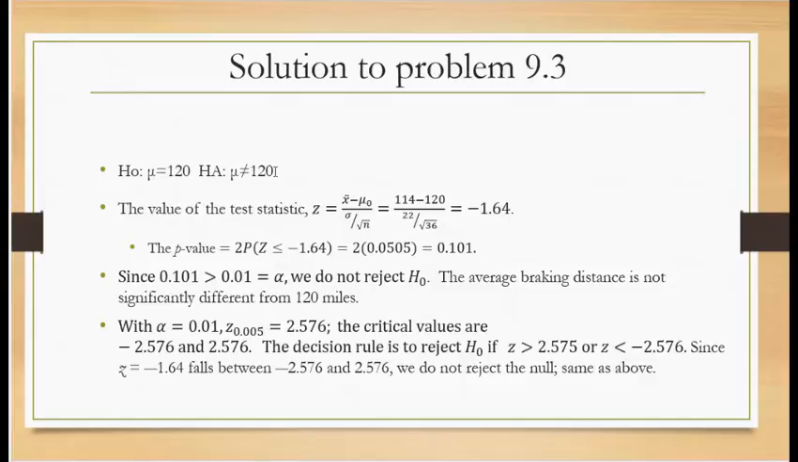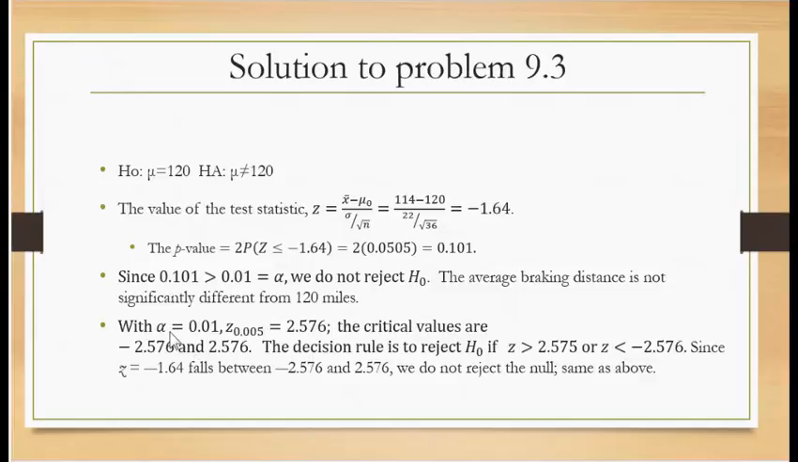So we look up our negative 1.64 on our z table, and of course that's only one side, so we multiply that times 2 and we get 0.101. And since 0.101 is greater than 0.01, we cannot reject our null. The average braking distance is not actually significantly different from 120 feet. It says miles, but it should say feet.